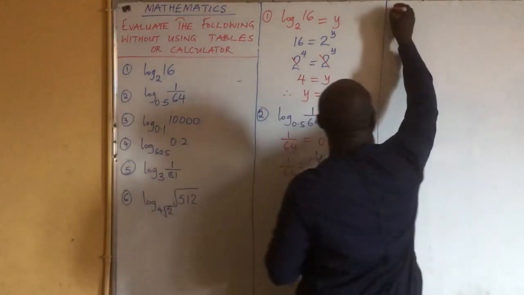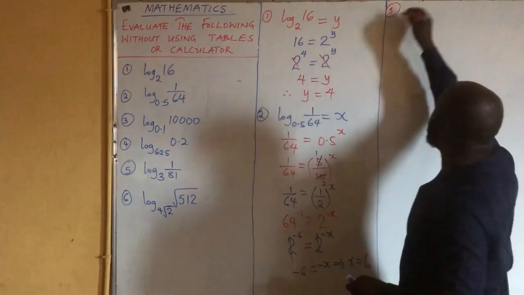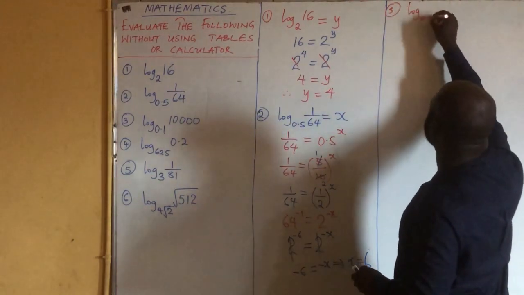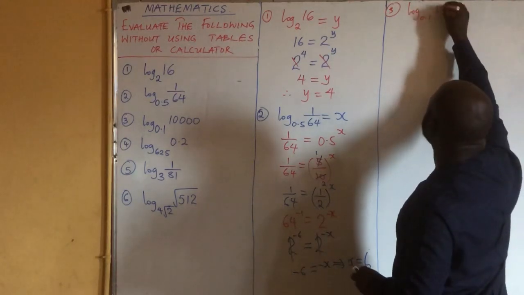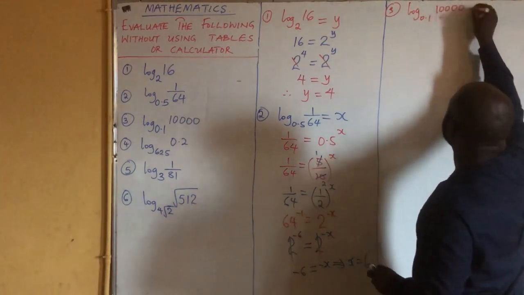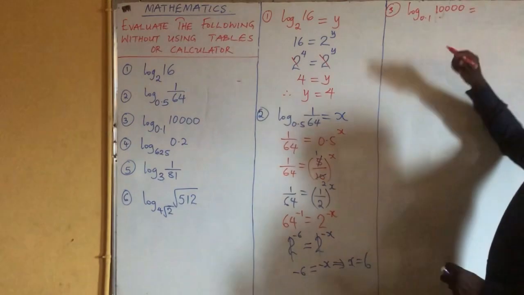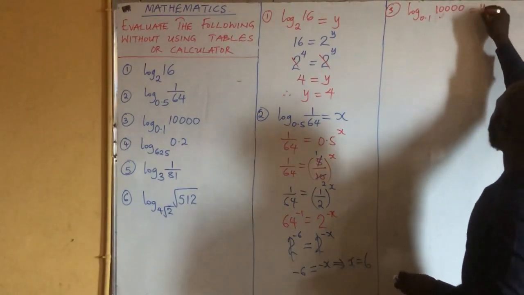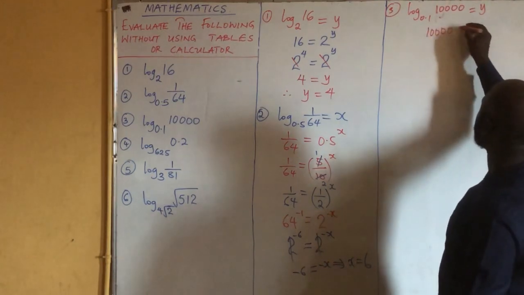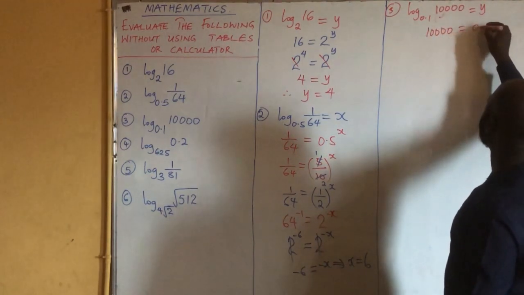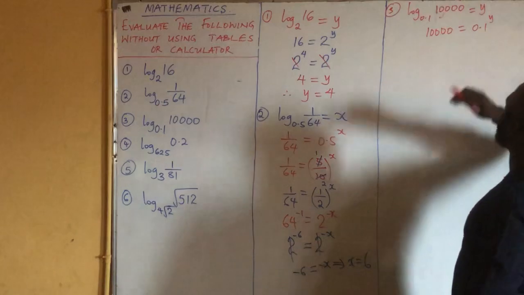Then the third question says, logarithm in base 0.1 of 10,000. So let's equate this to another alphabet as well. Let's take another y. So we are left with 10,000 equals 0.1 raised to power y.